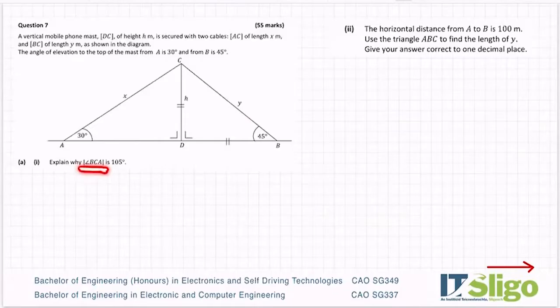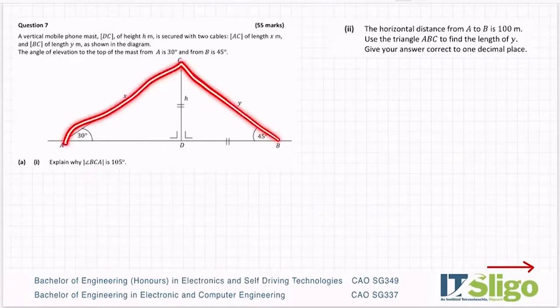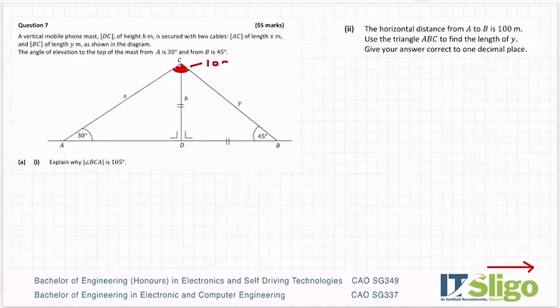So when you're trying to figure out where they're talking about here, it's always the letter in the middle. So BCA, it's what's called the included angle between those two lines, or you'll know it as the letter in the middle. And they're wondering, why is this particular angle up here 105 degrees? Well, that's a theorem on your course.